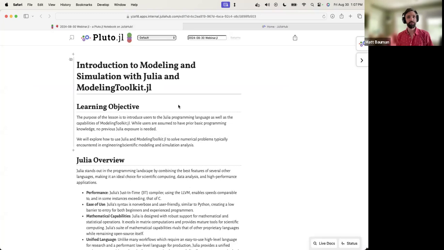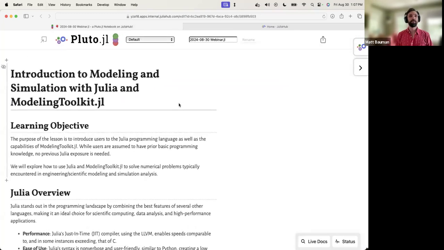We will look at what modeling and simulation looks like in Modeling Toolkit. We're going to be using the Pluto environment, which allows us to look at some visuals, plots, as well as the text of the session here will appear. The main learning objective is to introduce you to Modeling Toolkit, and as we do so, you'll learn a little bit of Julia. But the idea is we want to focus on the modeling first, and along the way we'll pick up Julia as we need it.